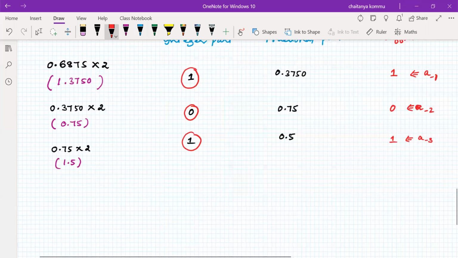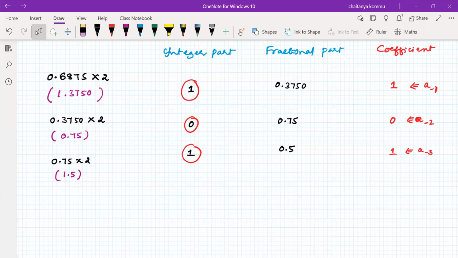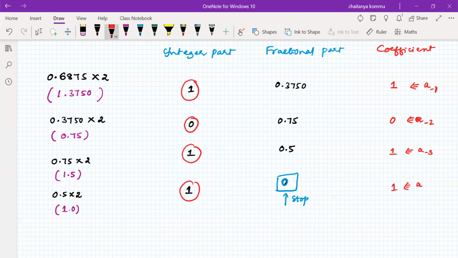So what we have to do next is that we still have to go until the fractional part is 0. Then only we have to stop. Now the fractional part 0.5 is multiplied with 2. What is its value? 1.0. The integer part is 1 and the fractional part is 0. Whenever the fractional part is equal to 0, we should stop. This is called a minus 4. This is the procedure that we have to follow.